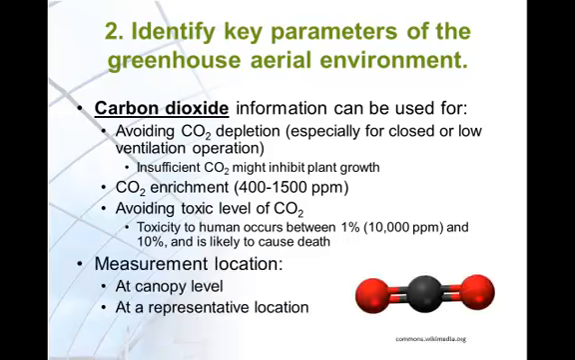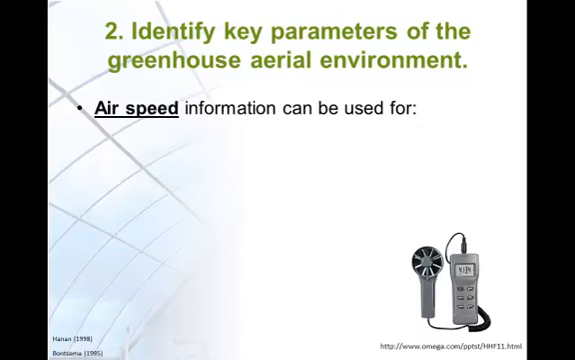As with previous parameter readings, it is important to place CO2 sensors at canopy level and at a location representative of the entire growing area. Airspeed often influences other parameters such as temperature and CO2 availability, as well as transpiration capability, leaf temperature, and boundary layer conditions. Certain air speeds can benefit or inhibit the growth of plants in certain ways.